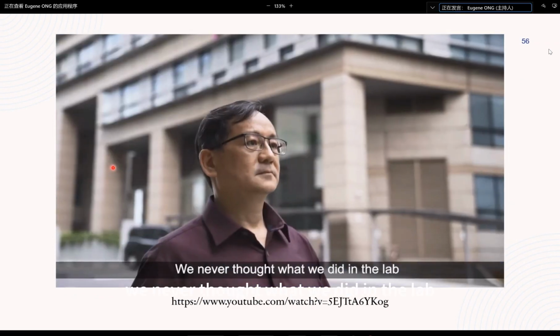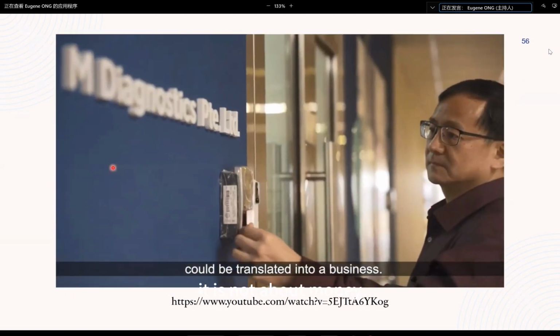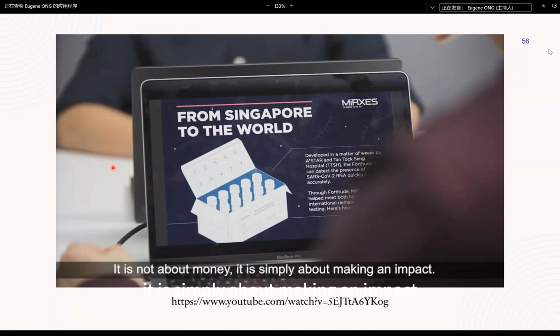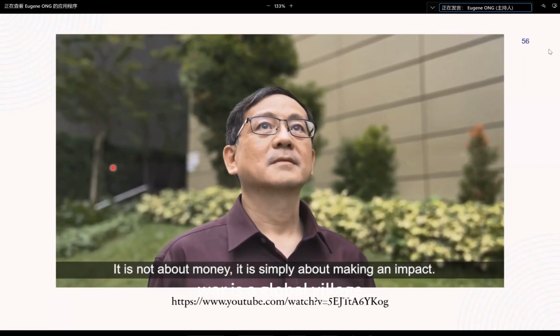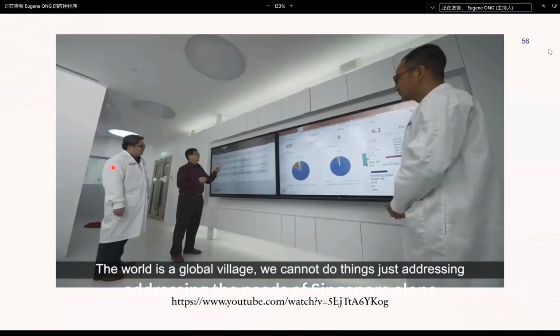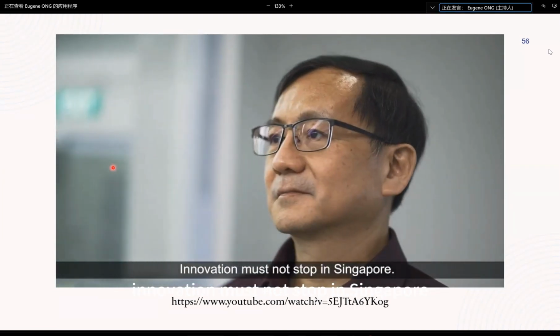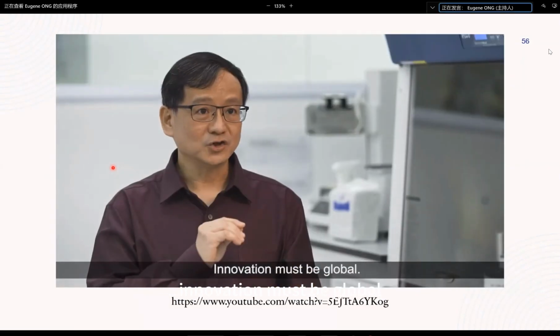We never thought what we did in the lab translated into a business. It is not about money. It's simply about making an impact. We live in a global village. We cannot do things just addressing the needs of Singapore alone. Innovation must not stop in Singapore. Innovation must be global.